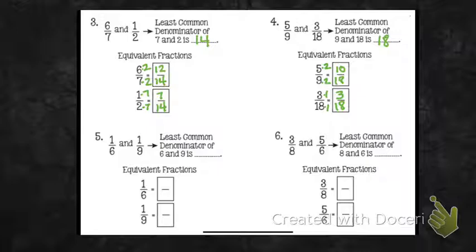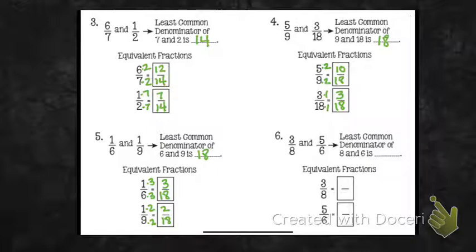Number 5, 6 and 9 are the denominators. So our common denominator for that, and we actually did this yesterday with our LCM, was 18. So 18 for both of our denominators. We need to do 6 times 3 to get 18. So that means 1 times 3. So 3/18 is that equivalent fraction. We need to do 9 times 2 to get 18. So 1 times 2 gets us 2. So that answer is 2/18.